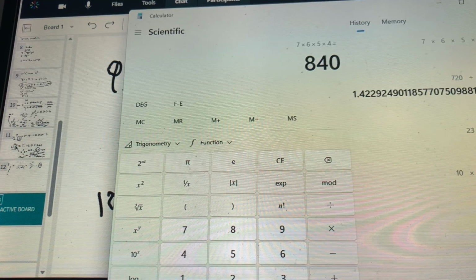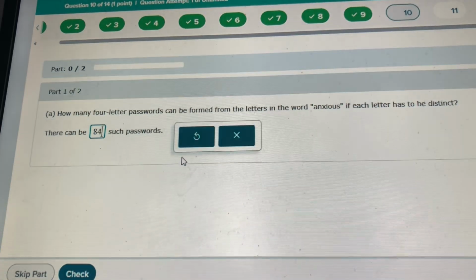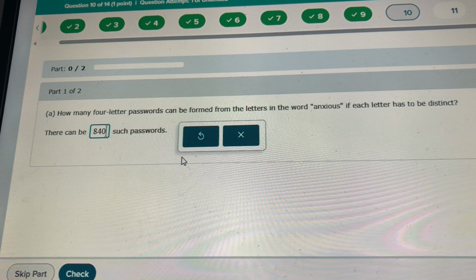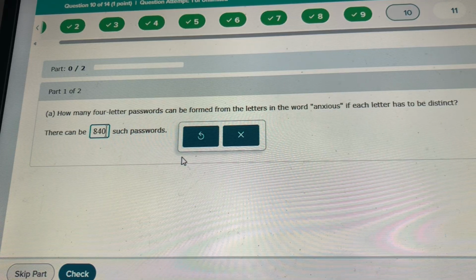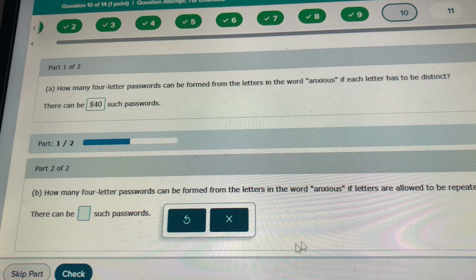There's 840 different passwords available. See how it's just how many ways can you do it? It's not a fraction or a decimal. And that means if you could do probability, what's the probability that somebody guesses your password? They have a 1 out of 840 chance of guessing your password, which is a pretty low probability, so probably they won't be able to hack your account.